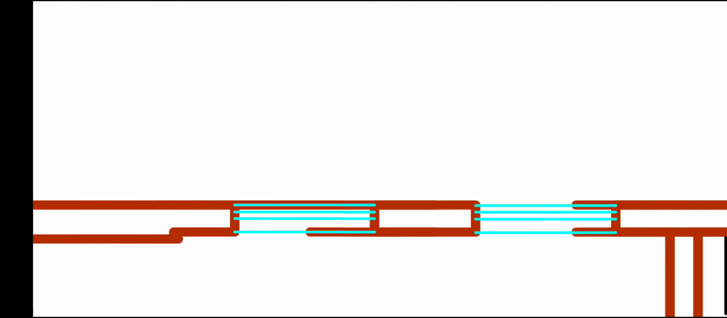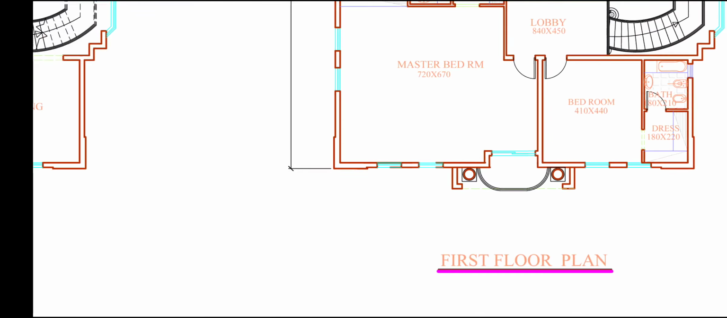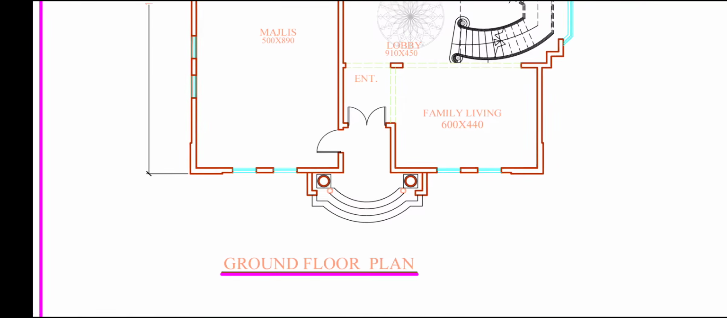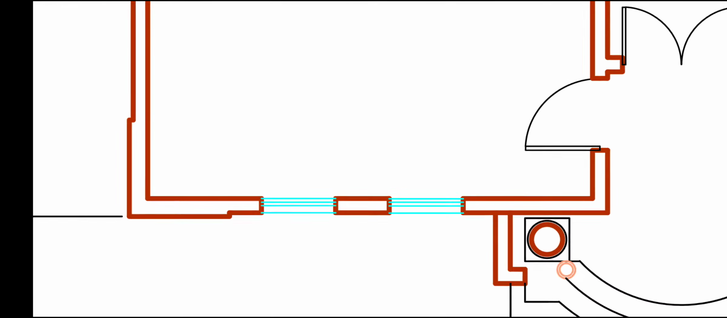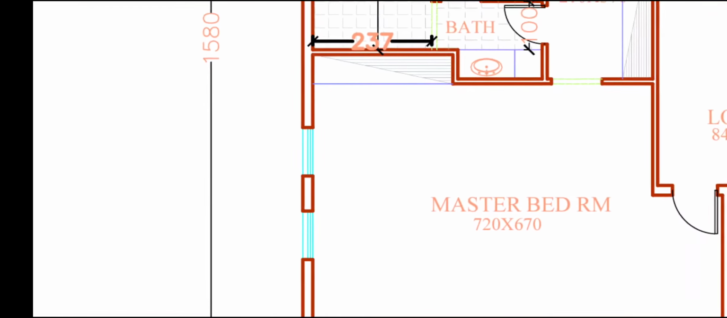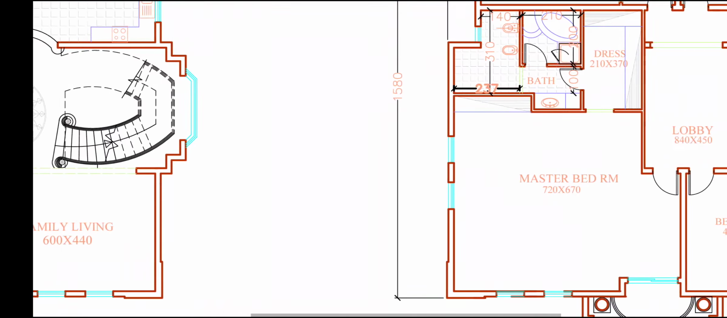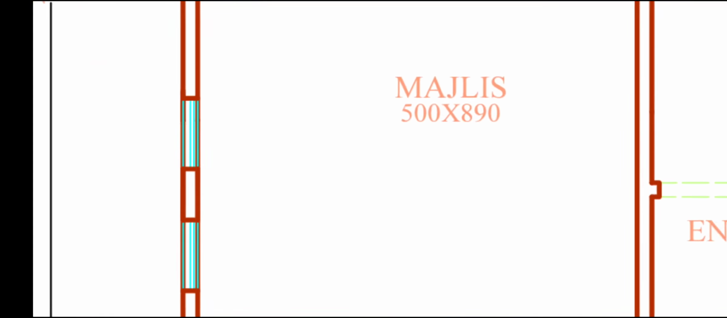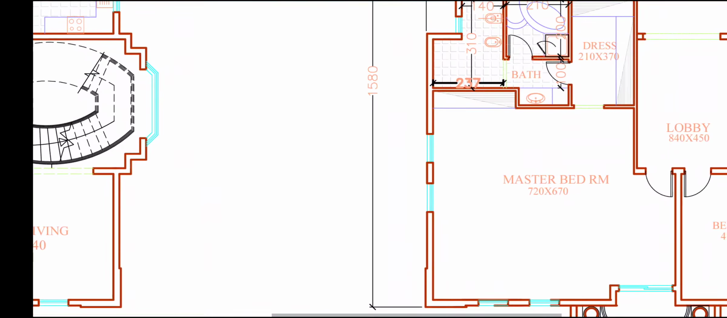This window design in 2 frames. This window, same frame coming, continuous. No half window for elevation design. This also window, same window. Here, these 2 windows coming on the first floor, same frame.